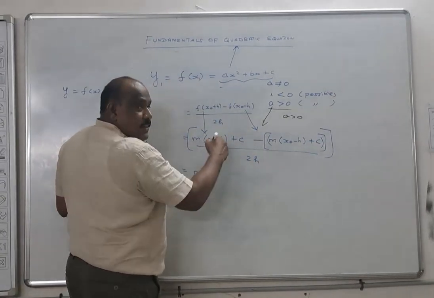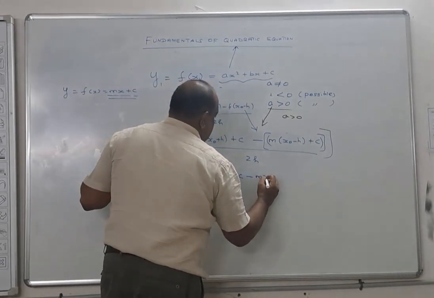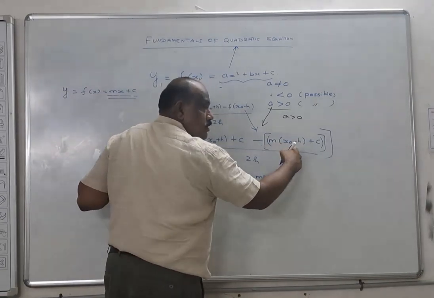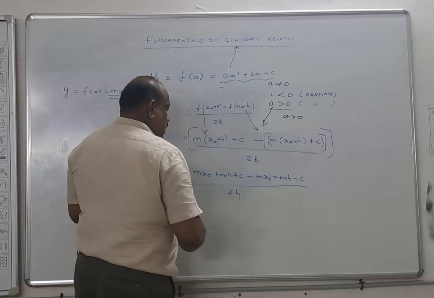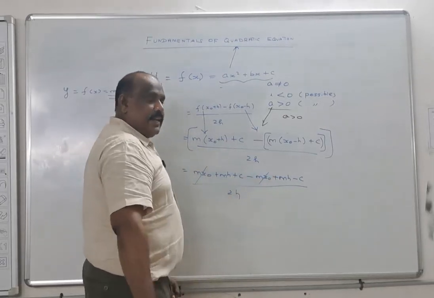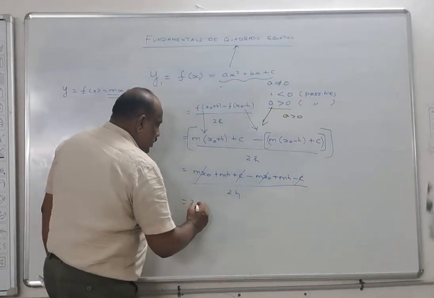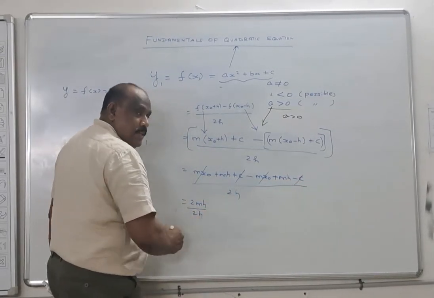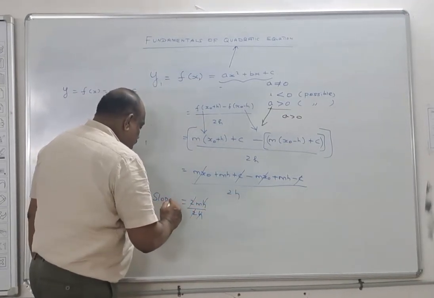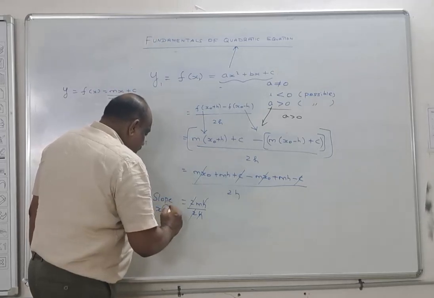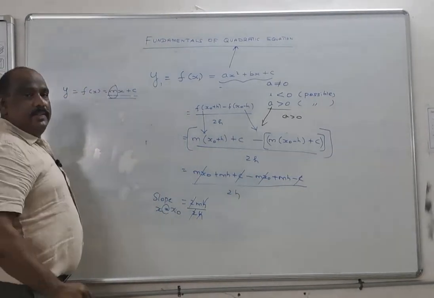M into x naught. I am multiplying plus m into h plus c minus m into x naught minus plus minus into minus will become plus m into h minus c by 2h. So m into x naught minus m into x naught get cancelled. C minus c. So it become what? 2mh by 2h. So 2 get cancelled, hh get cancelled. So slope of x at x0 at x naught is equal to what? M. So that only we are telling this m is nothing but the slope of the straight line.